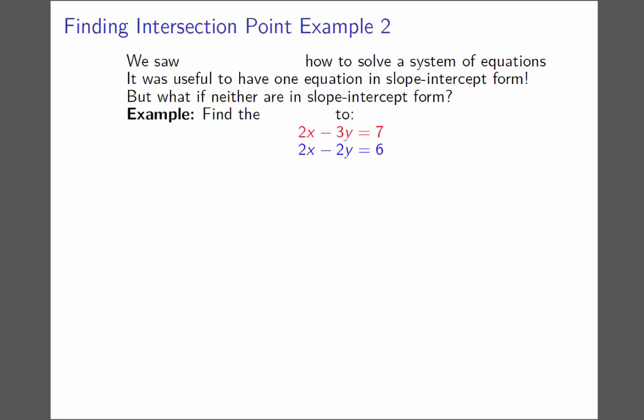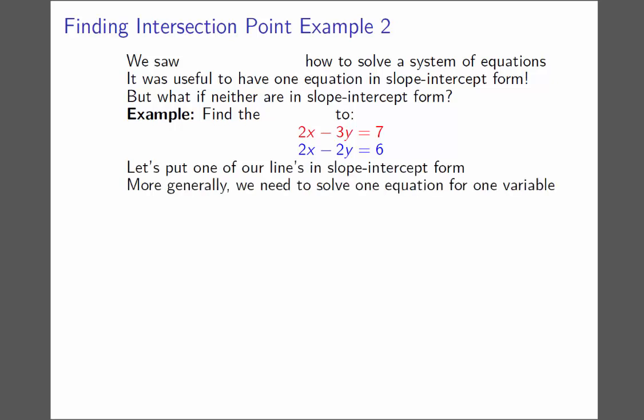In this example, let's find the solution to the linear system of equations 2x minus 3y equals 7 and 2x minus 2y equals 6. We can do this by putting one of our lines in slope-intercept form. More generally, we need to solve one of our equations for one of our variables, either x or y. For now, let's solve the second equation for x. If you would like to see the steps done out, click the purple link to the left.